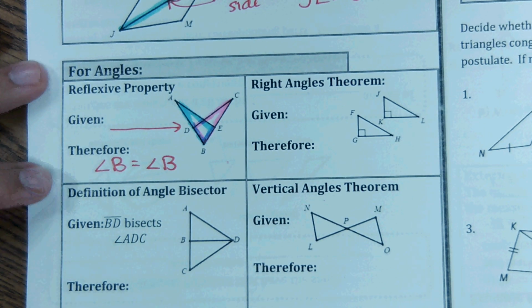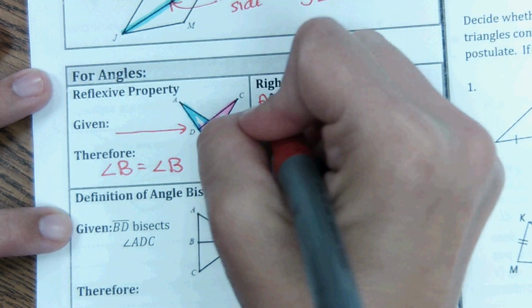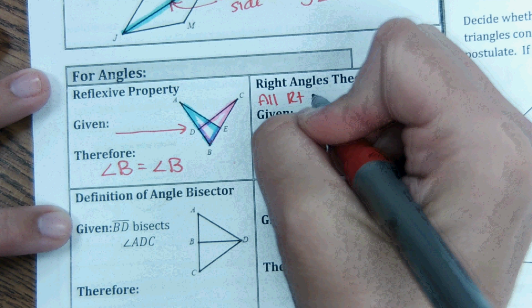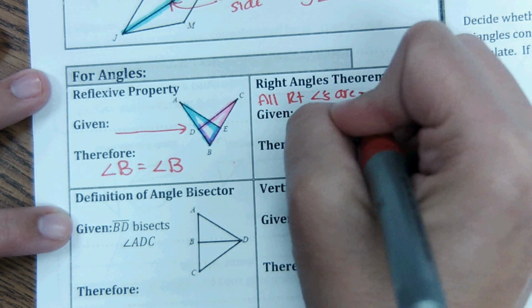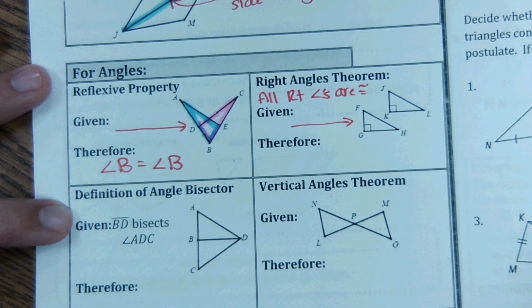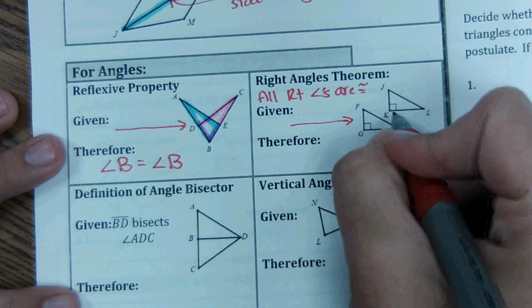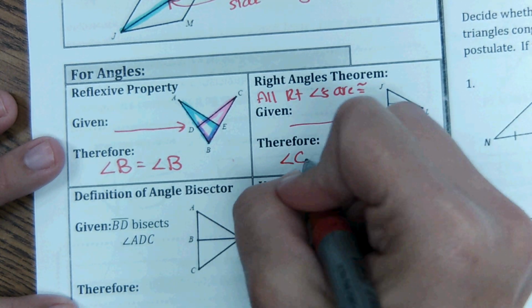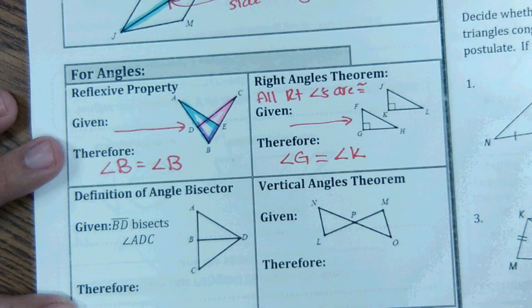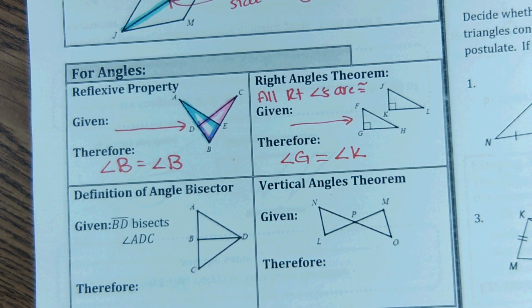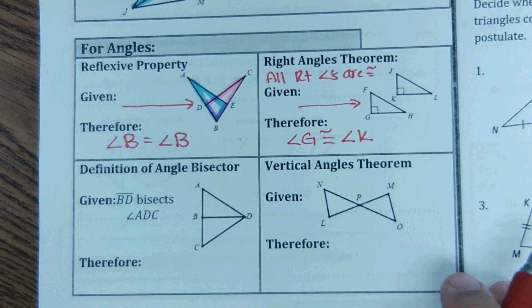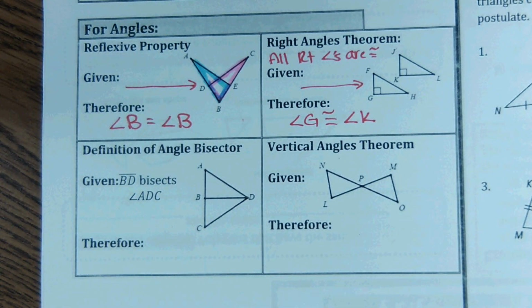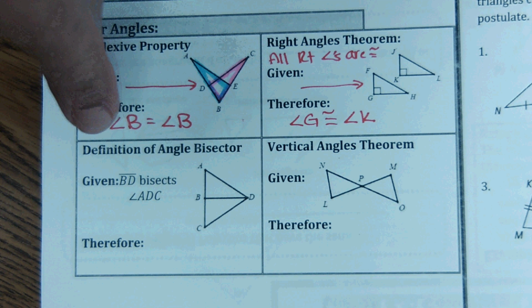Then you have right angles theorem. So all right angles are congruent. So given this situation, where you have two right triangles and right angles right here, you can say that angle G is equal to angle K. Or congruent to, however you want to say it.